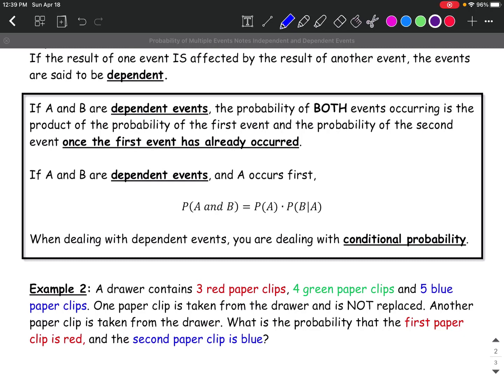So if A and B are dependent events and A occurs first, the probability of A and B is the probability of A times the probability of B given A. The probability of B, and then there's this up and down line, A. This is the probability of B such that, that up and down line is a mathematical symbol for such that, A has already happened.